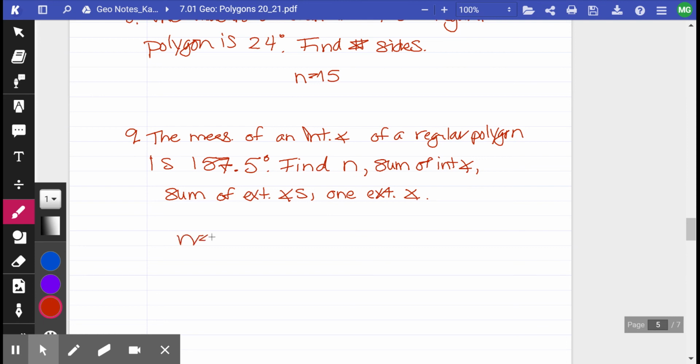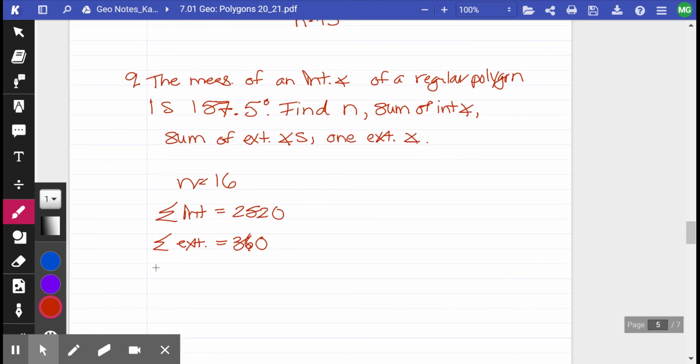Right, so n should equal 16. Again, you should have work to support that. The sum of this is a symbol for sum, it's a summation. The sum of the interior angles is 2,520. Sum of your exterior angles, hopefully it was a quick question, is just 360. And one exterior angle should be 22.5. Again, I'm looking for on your notes that you do not have just what I wrote right here, but you have all the work to support that.